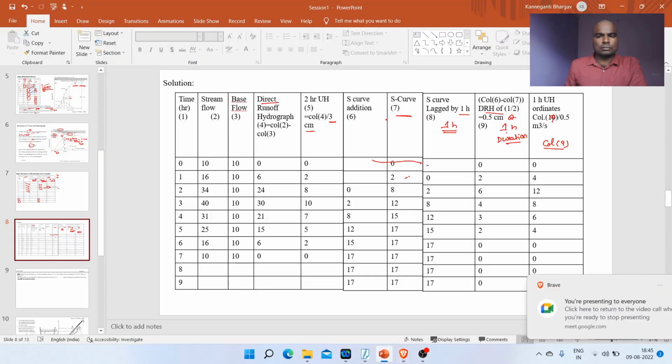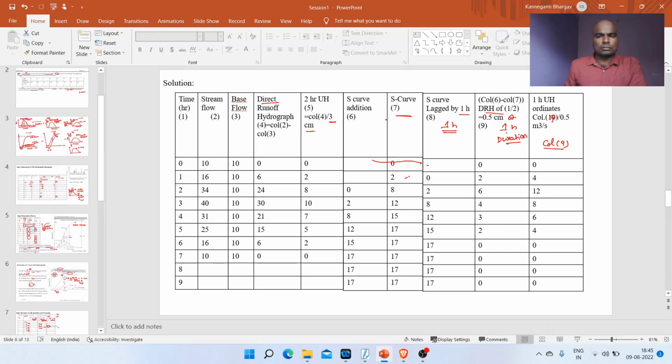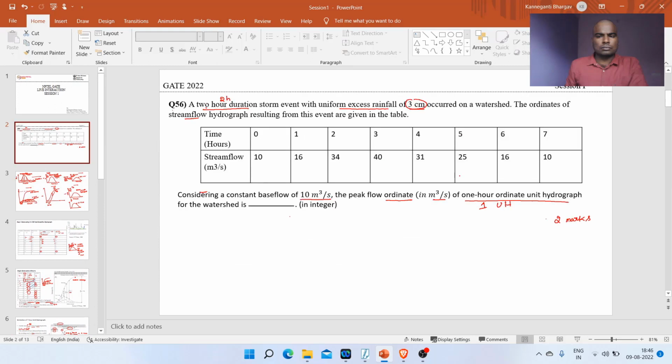Okay, let me tell you the shortcut. If you observe here what they have asked, they have given a 2 hour storm event and the 2 hour stream flow hydrograph, but they have asked you to calculate the peak flow ordinate of the 1 hour hydrograph.